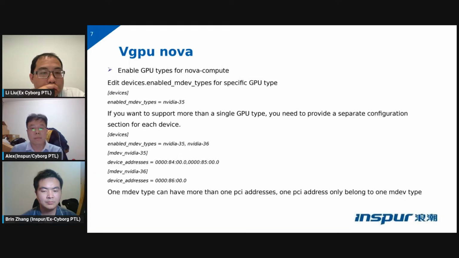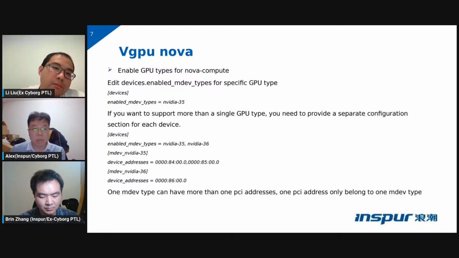So next, this is vGPU management by Nova. We should enable the GPU type for the Nova compute. In the devices section, enable the mdev device type. We specify the GPU type. In the device group, we set enabled mdev types with NVIDIA 35.